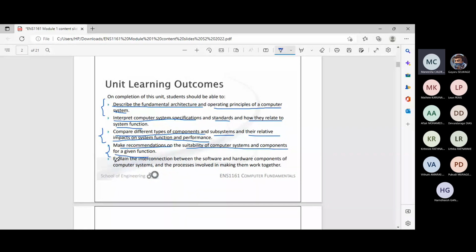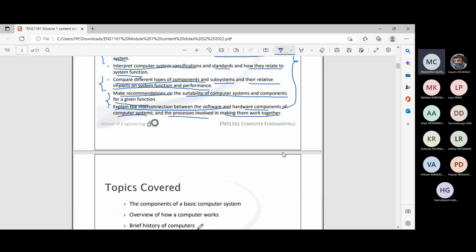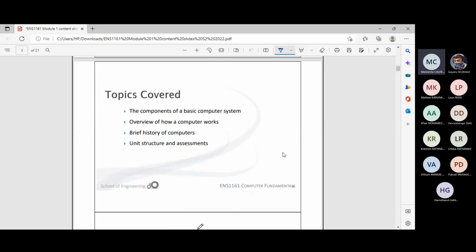Explain the interconnection between software and hardware components of a computer system and the process involved to make them work together. So finally, this is the broad understanding of this subject. Next, we will go a little bit further. The topics covered under this case.